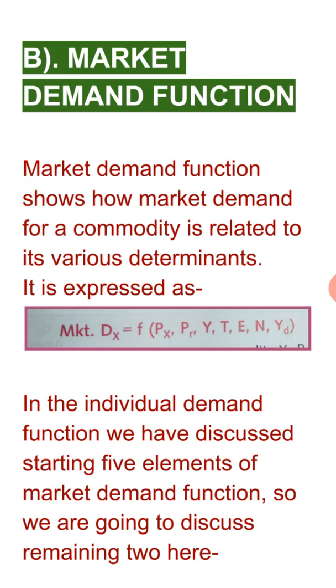It is expressed as, if you will see the equation very carefully, so many of the elements are repeating again. For example, market Dx, that is the market demand of x commodity. F, that is a function, again it is repeating. Px, price of x commodity, repeating. Pr, price of related commodity, it is repeated. Y, that is the income of consumer, repeated. T, that is the taste and preferences of the consumer, again repeated. And E, that is the expectation, that is also repeated. And the next element is N, and the last element is YD. So we are going to discuss the last 2 elements, N and YD.